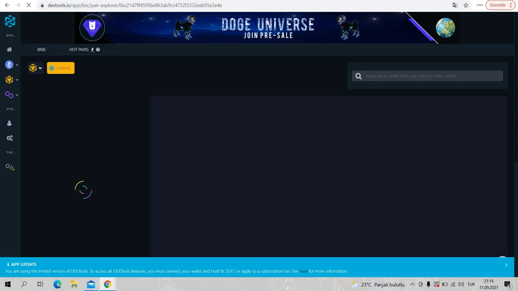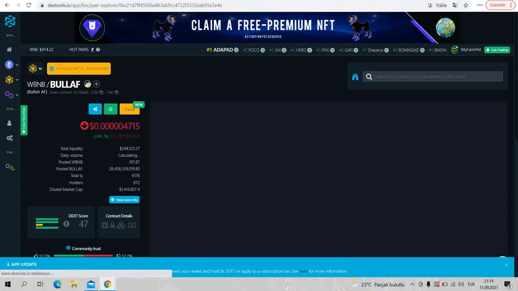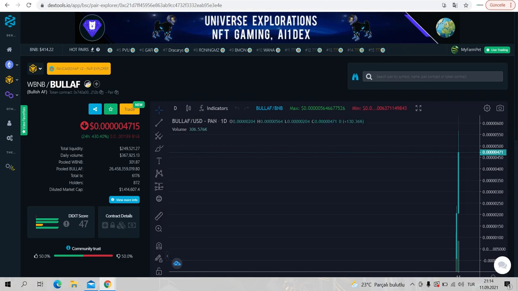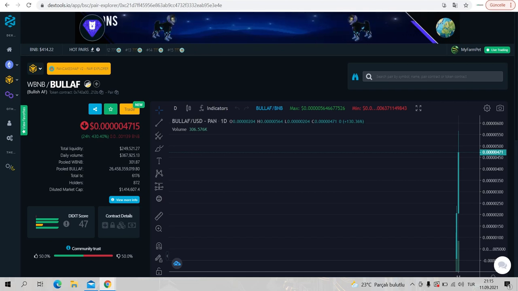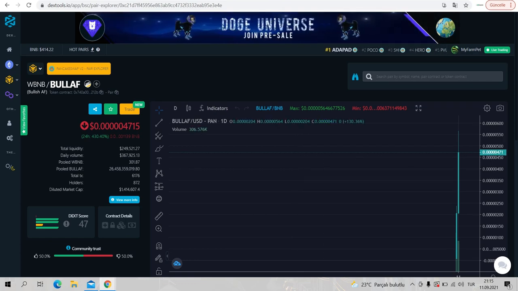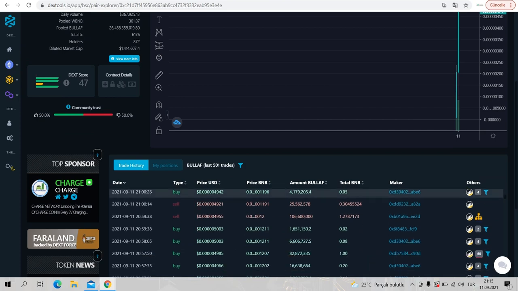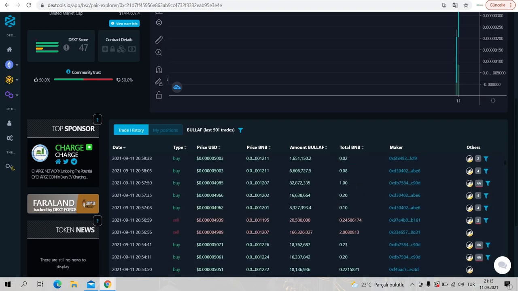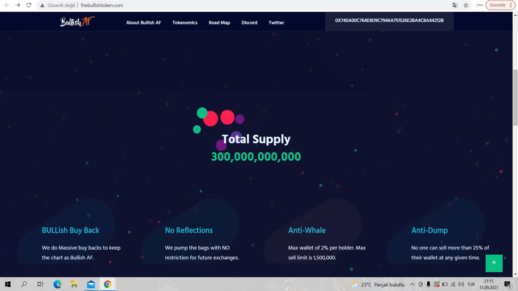You can check here. This is the bullish and bearish chart. Bullish USD, holders, total liquidity, daily volume. And yes, the price, the amount for total, marketing, and others. And now our look at the total supply.